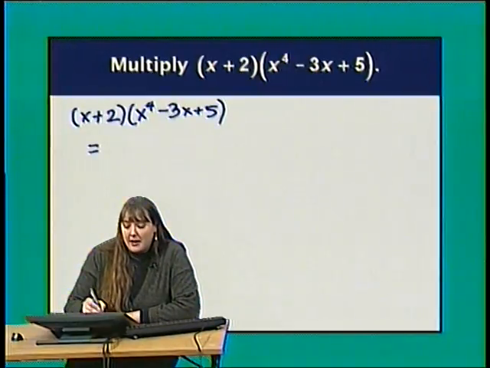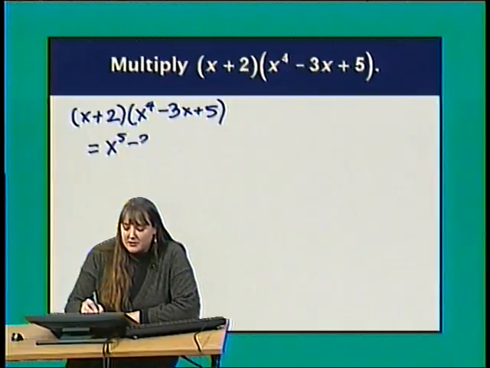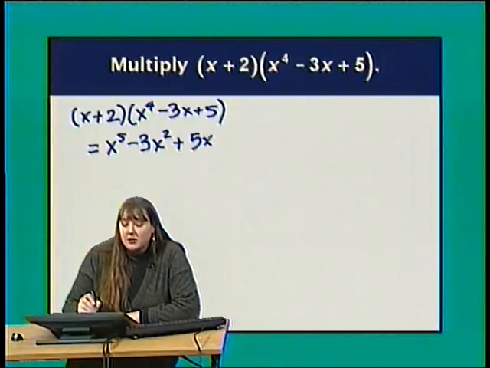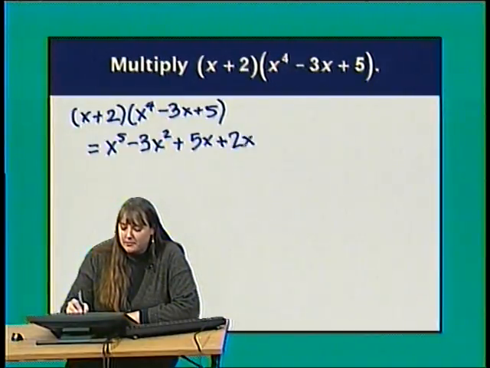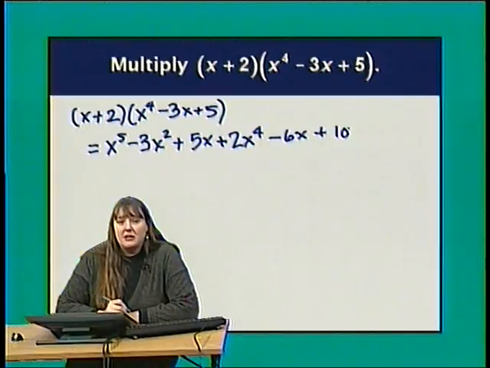So distributing the x through the second set of parentheses, I have x to the 5th minus 3x squared plus 5x. Distributing the 2 through the second set of parentheses, I have plus 2x to the 4th minus 6x plus 10. Now I need to look for like terms.